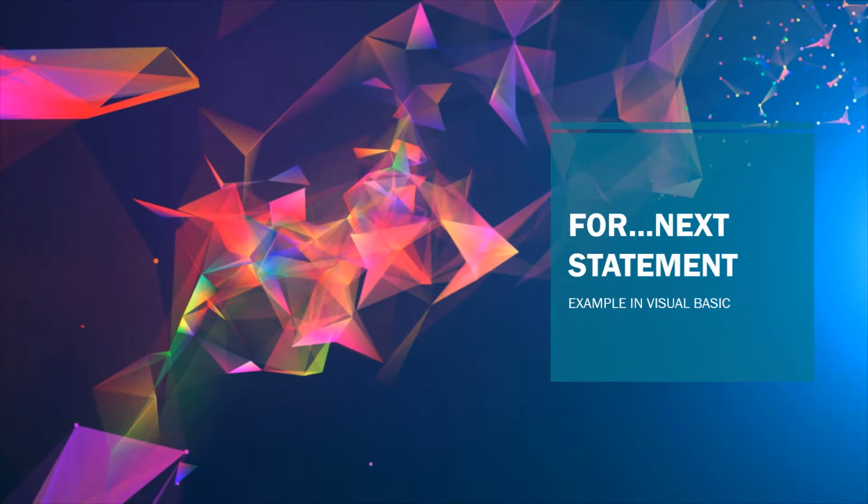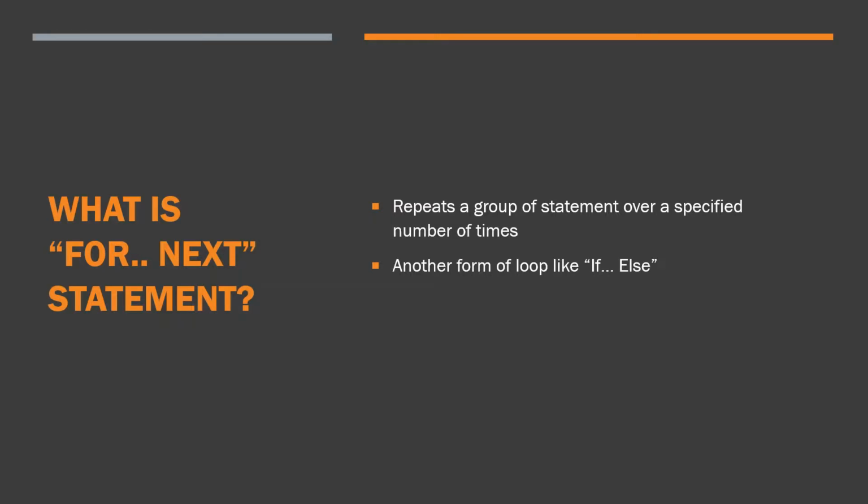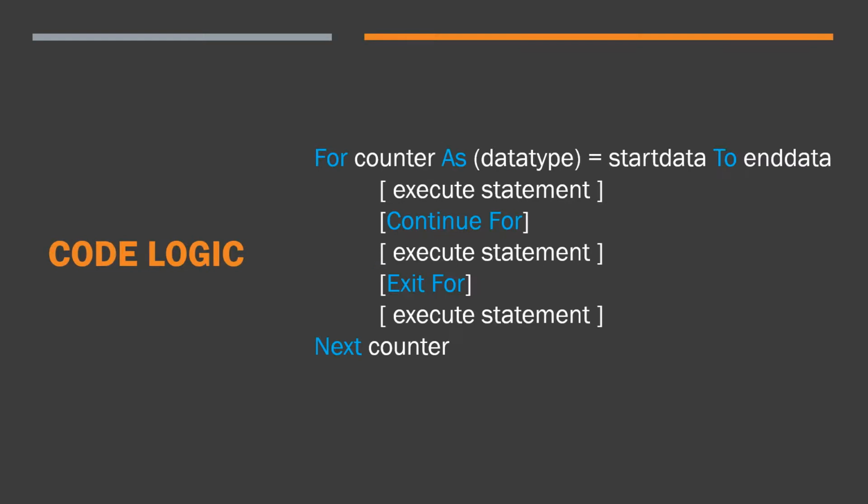Today we'll be looking into the For and Next statement. So what is the For and Next statement? It is just another form of loop, which we have previously covered in our If and Else statement. What it does is repeat a group of statements over a specific number of times. In this example, we will look into the code first to see exactly what it means.